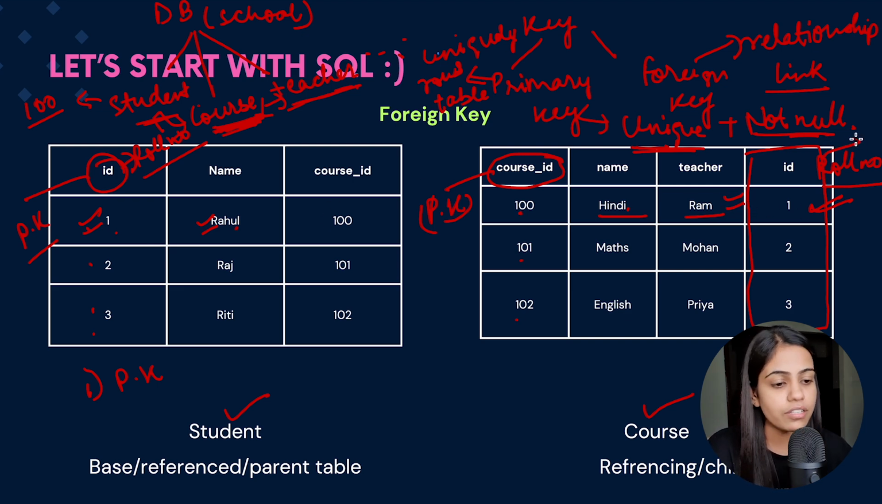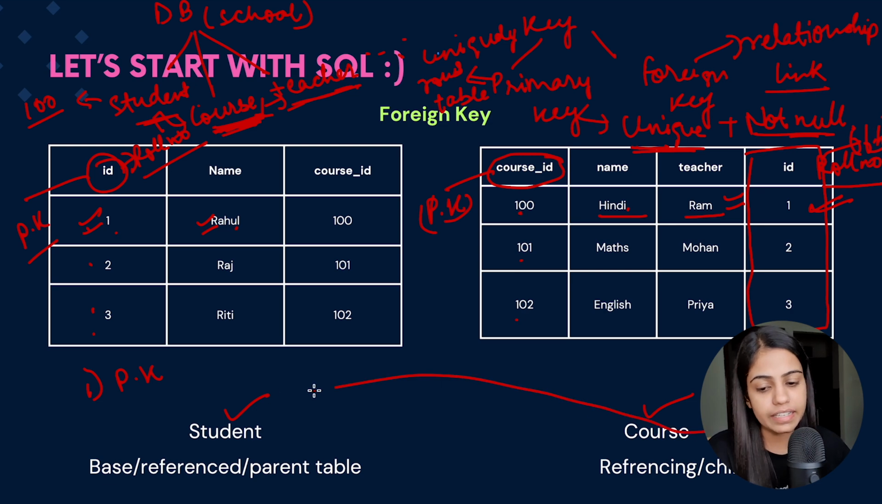So this is called a foreign key. A foreign key is a key which references the reference table and acts as a primary key in the reference table. So whenever there is a foreign key present in another table, it is acting as a primary key in the table to which it is referencing or establishing a relationship.